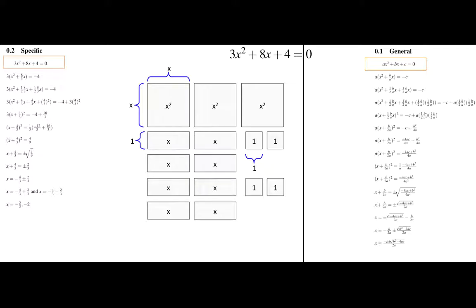Then below that we have 8 rectangles that are 1 by x, so that's an area of x. And then we have 4 small squares that are 1 by 1, so an area of 1. All that together creates the quadratic that you see above. And notice that we don't have anything on the right hand side of the bold line, and that's because we have 0 on the right hand side of our equation.